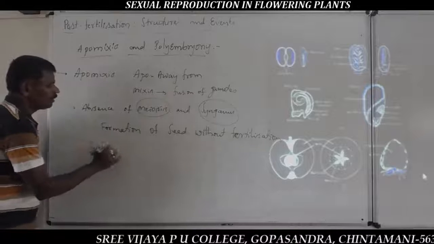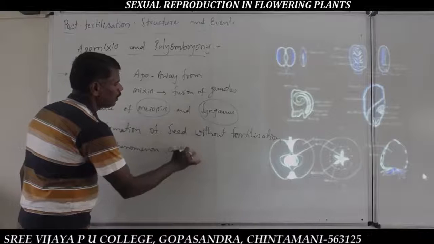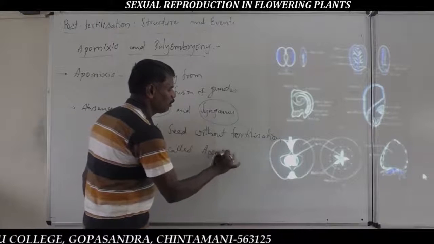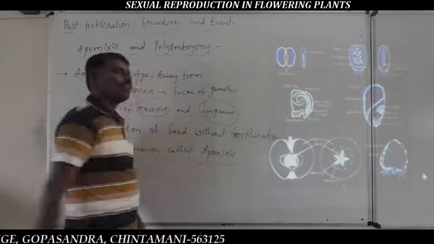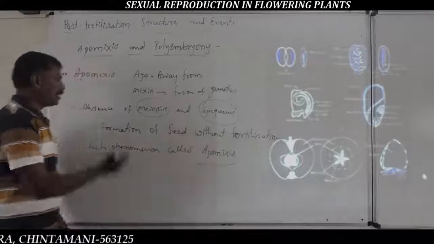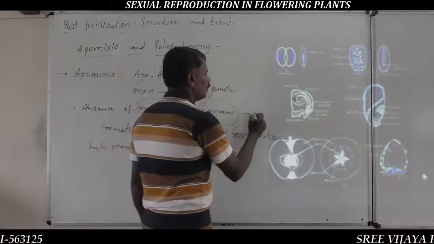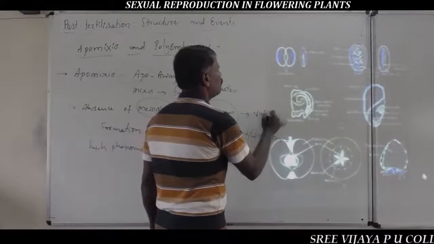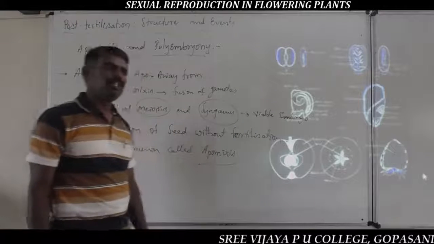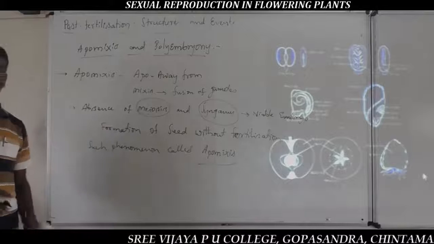Such a phenomenon is called apomixis. Apomixis is nothing but formation of seed without fertilization. That is, absence of meiosis, absence of syngamy, even then formation of a viable embryo. Viable embryo is formed in the seed. Such seeds are called apomictic seeds.